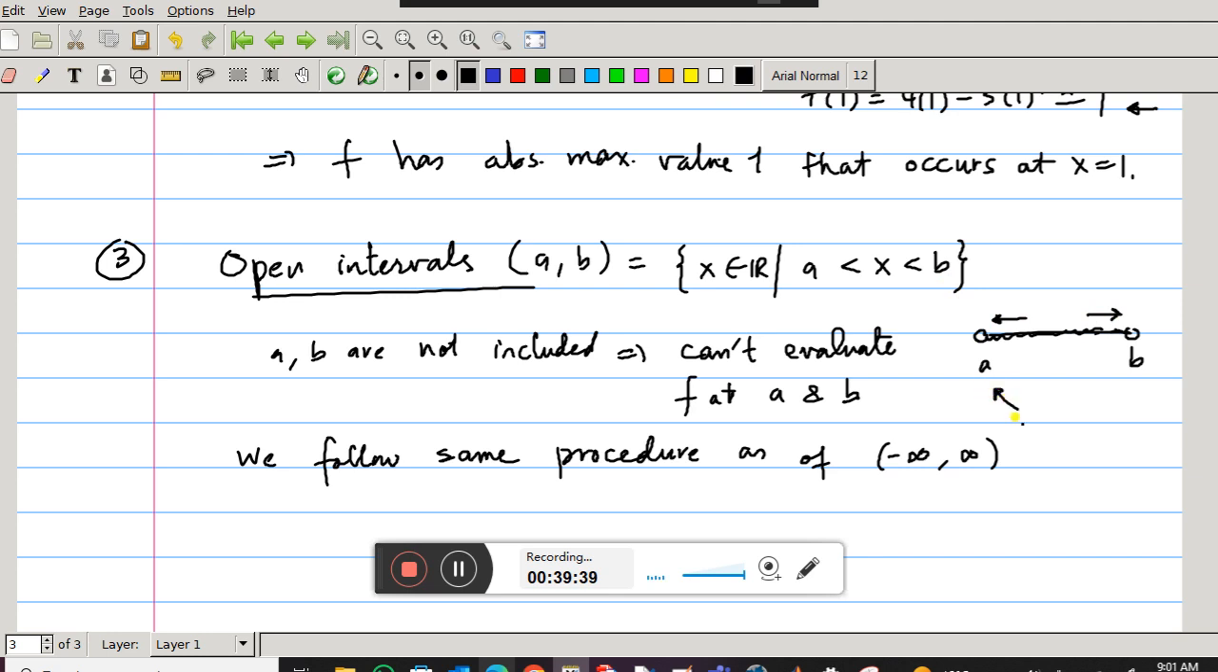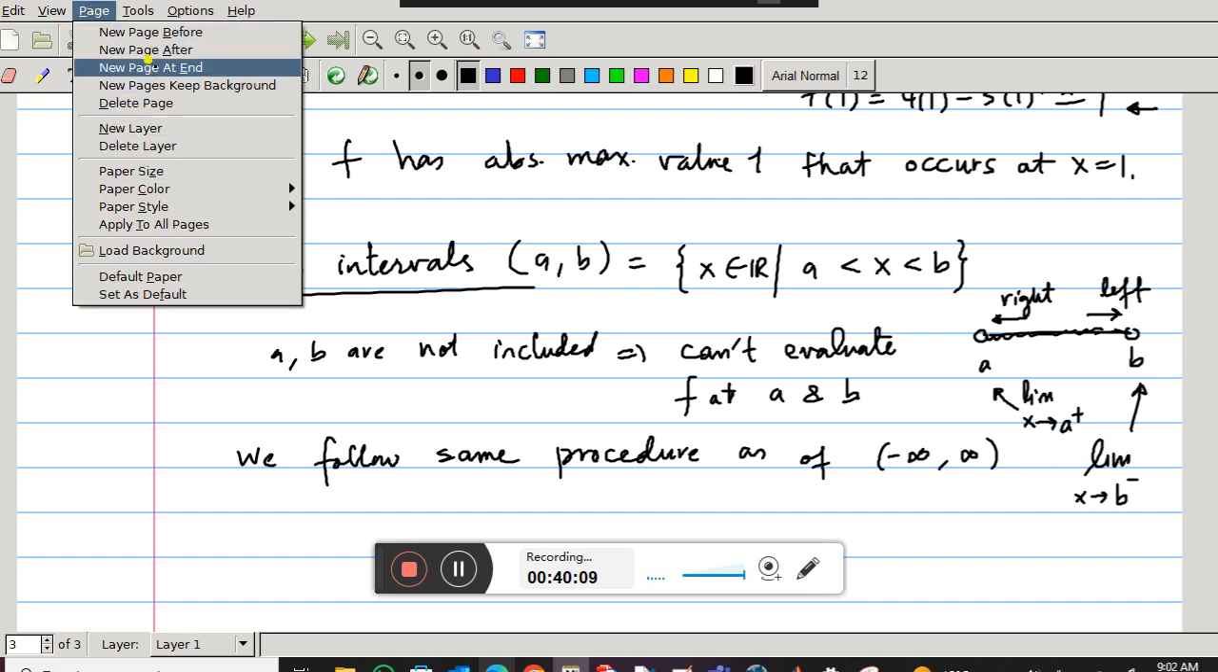So at a, we have the limit as x goes to a plus, because I can only approach a from the right. And at b I can only approach b from the left, so I will take the limit as x goes to b minus. If any one of them is plus infinity, there is no maxima. If any one of them is minus infinity, no minima. Right? So we will follow the same procedure that we did above.